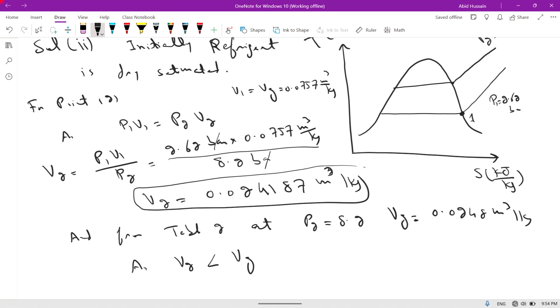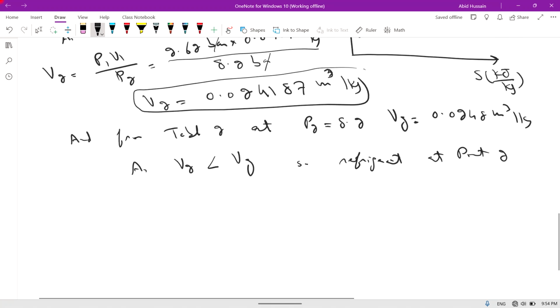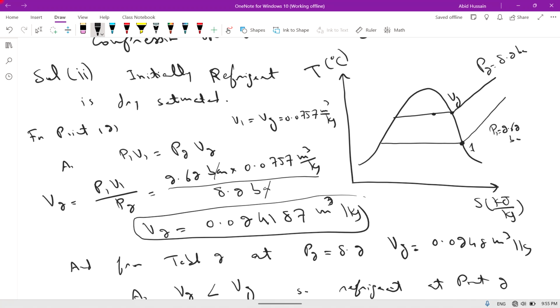It means at this point this is Vg, but V2 is less than Vg, so point 2 is in the wet region. The refrigerant at 8.2 bar is in the wet region. It means that point 2 will be here. This is point 2, and this is the TS diagram for part number 2. This is point 1 and this is point 2. Point 1 is on the saturated vapor line and point 2 is in the wet region.